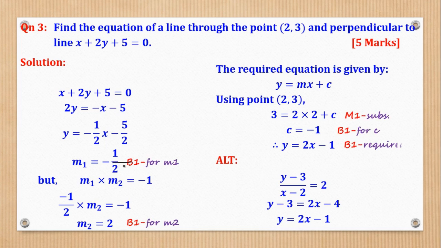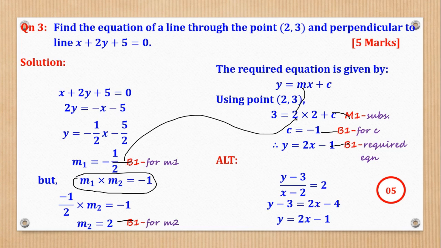So 1 mark was for this gradient, another mark for this gradient, another mark for substitution, intercept, and required equation. So that's how the 5 marks would come about. Most students could not recall this, and that led to loss of many marks. Most of the students here, in substitution for m, were using negative 1/2, which is not okay.